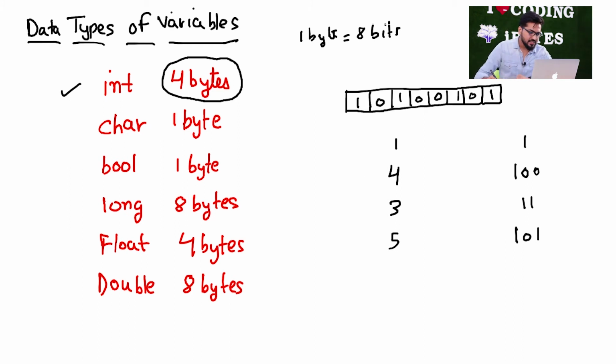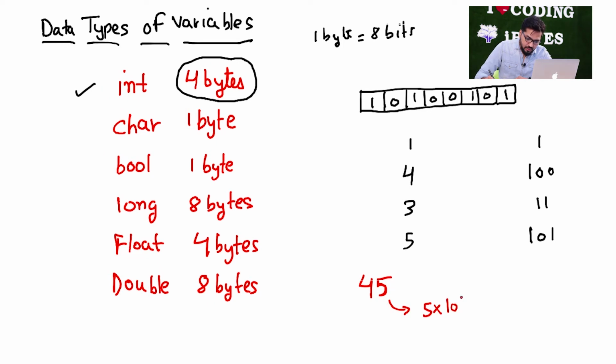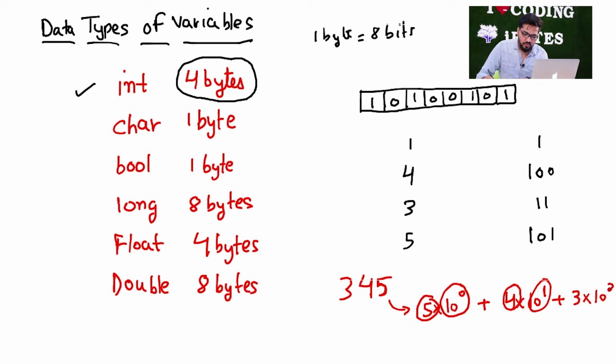Now in a typical decimal system, when I say that my number is 45, what do I mean? I mean that my number is 5 into 10 to the power 0 plus 4 into 10 to the power 1, right? Because 4 is on my tens place, so it will be multiplied by 10, and 5 is on my units place, so it will be multiplied by 10 to the power 0. If it has hundreds, let's say 345, so it will be 3 into 10 to the power 2. Okay, so this is what we mean by a decimal number, right?